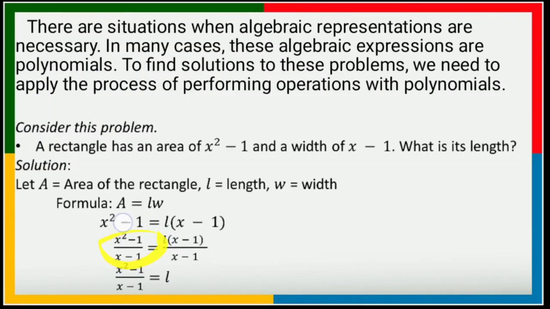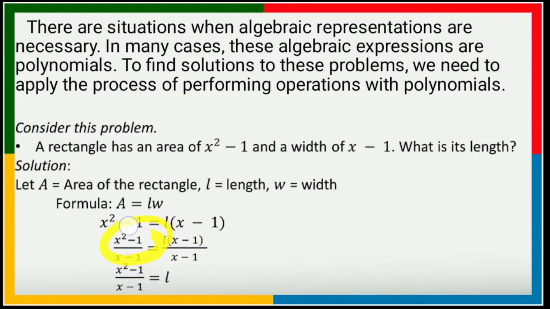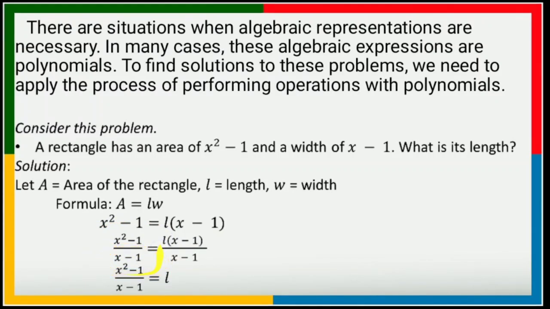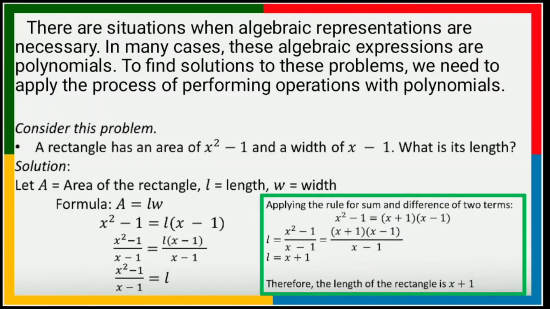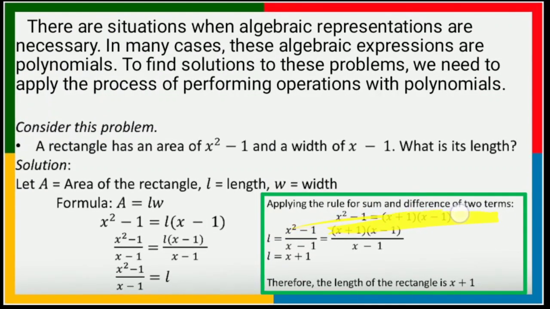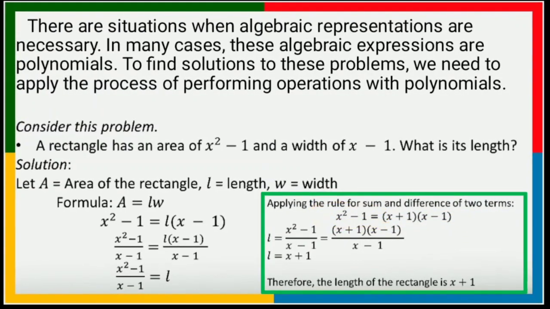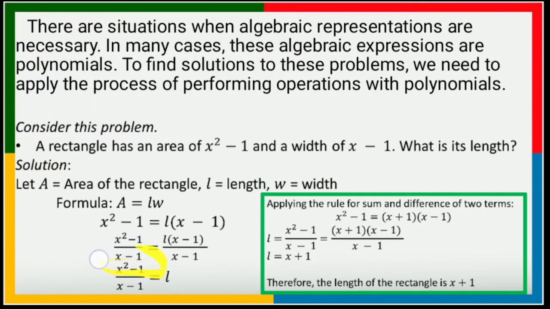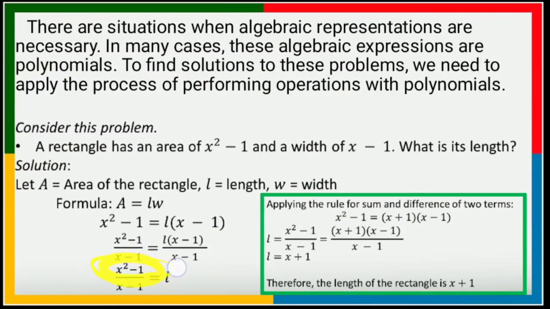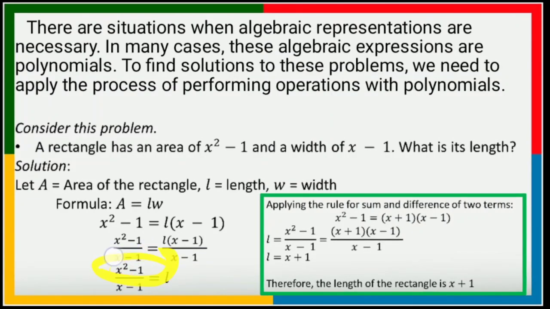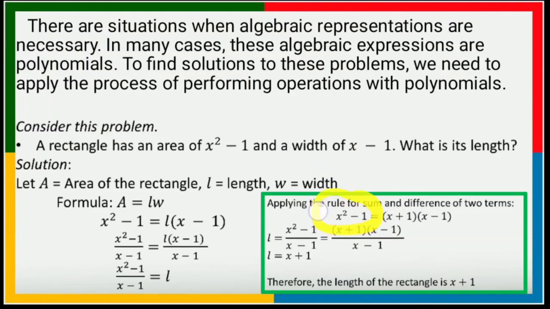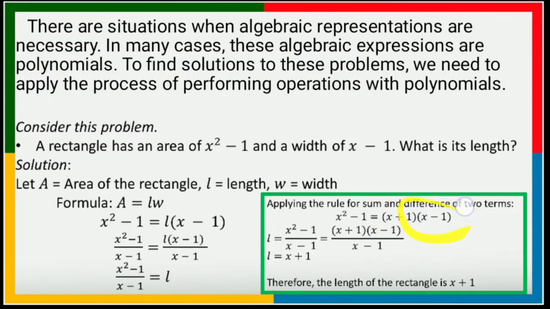Now, when we focus on this, it is a division of polynomials. We have to divide x squared minus 1 by x minus 1. In that case, we apply the rule for the sum and difference of two terms. We discussed the sum and difference of two terms, and we've noticed that the numerator x squared minus 1 is the product of the sum and difference of two terms. When we factor it out, our answer should be x plus 1 times x minus 1.